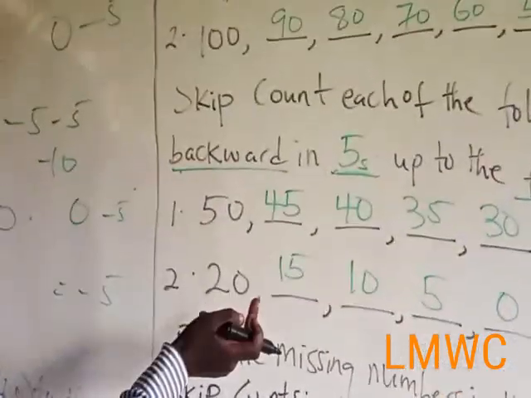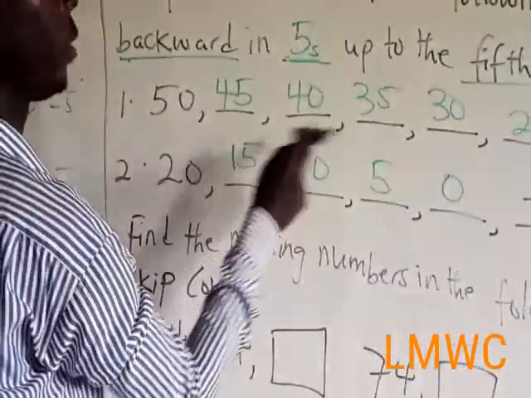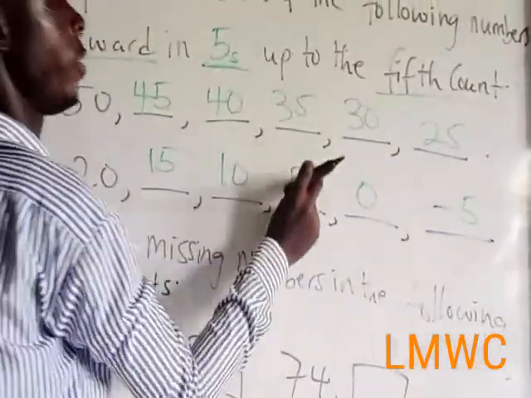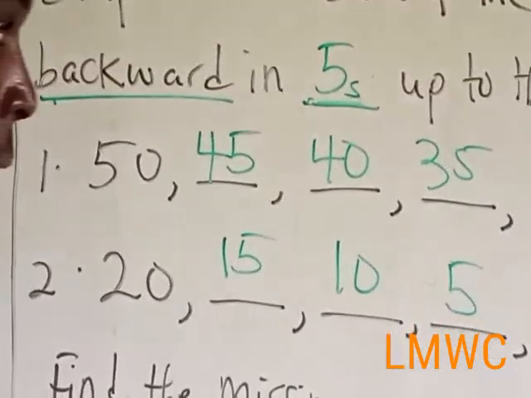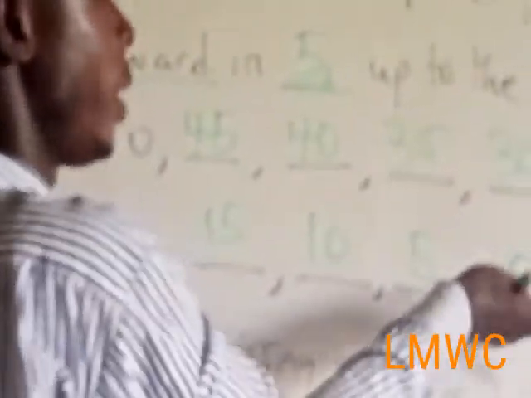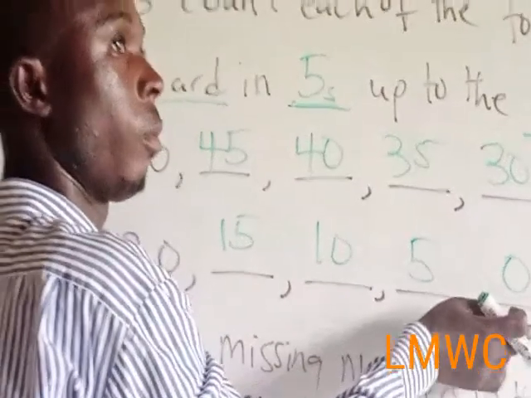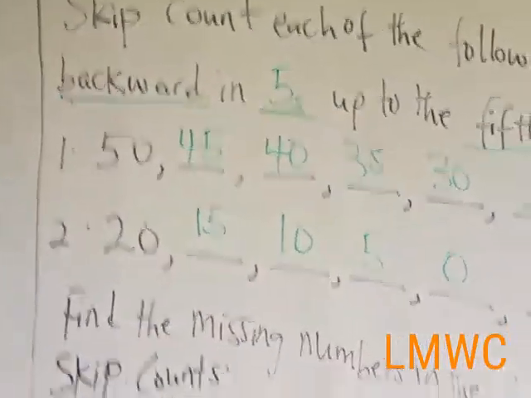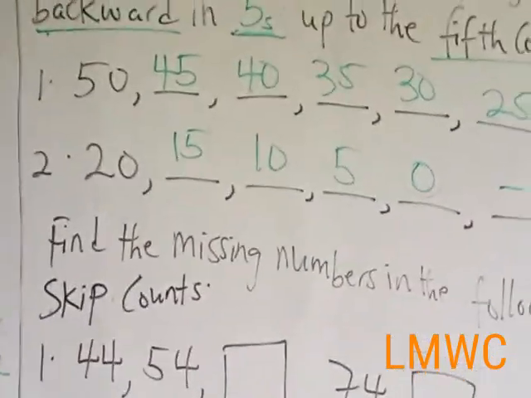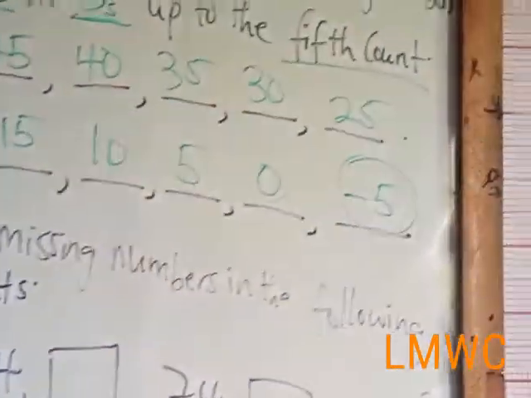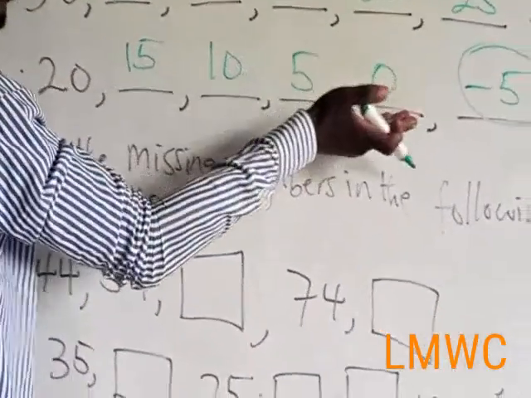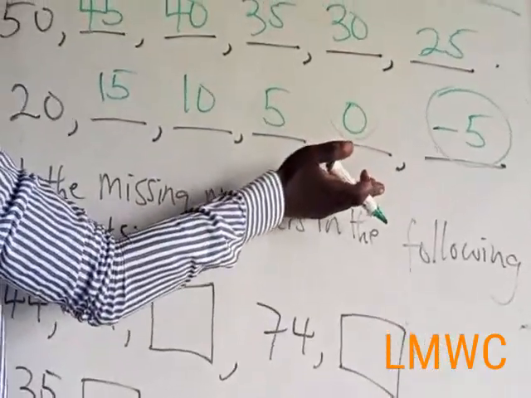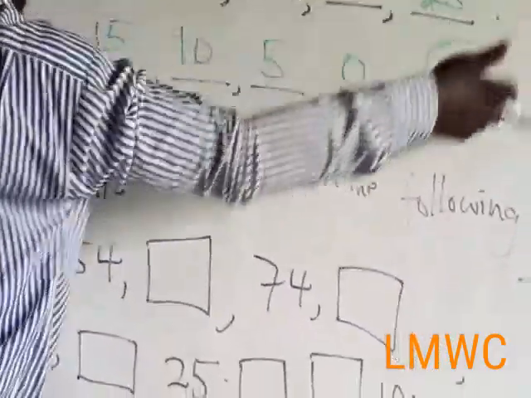15 plus 5 is what? 20. 10 plus 5, 15. 5 plus 5, 10. 0 plus 5, 5. And negative 5 plus 5, you are getting what? 0. But always, students, take note. For the lower primary, always, they will make sure it will end at 0. I just used my mind in setting the questions. Other than that, I wouldn't have brought this. So don't let it confuse you. Always for your level, they will give it up to 0.